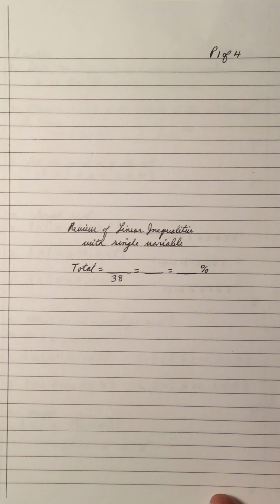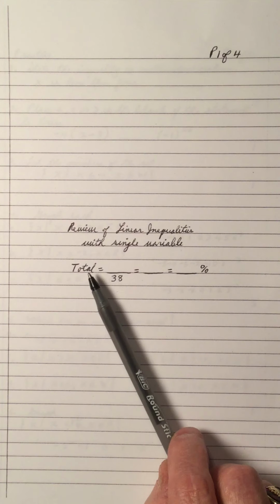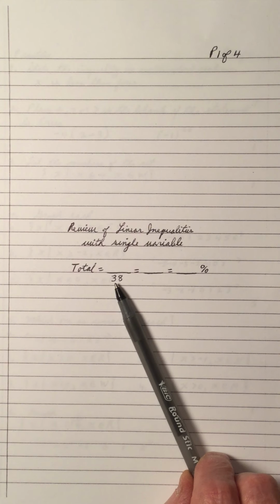Hi, welcome to my video on the review of linear inequalities with a single variable. As in most of my units, I end the unit with a review, which can be treated as a quiz. This review has a total of 38 points.